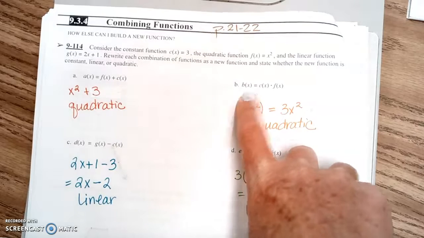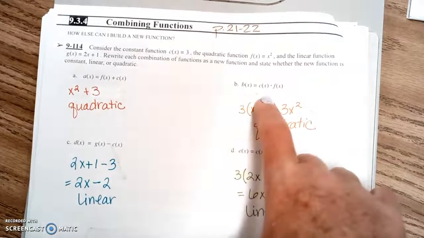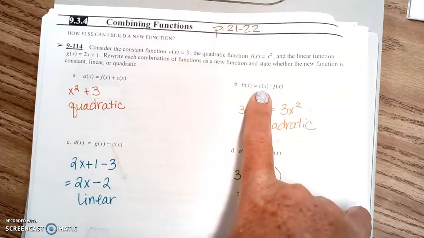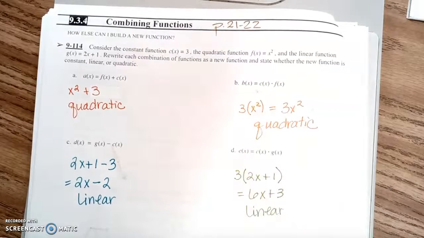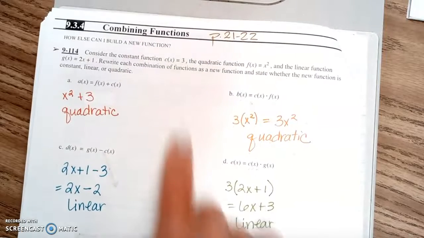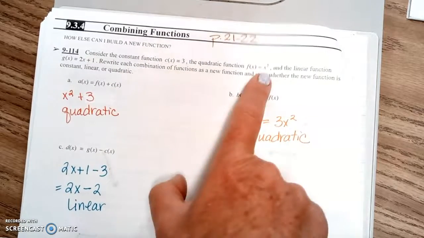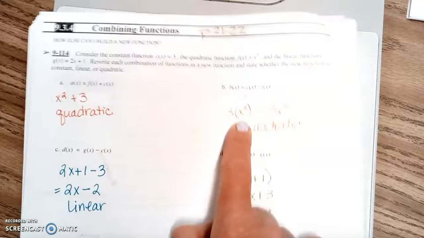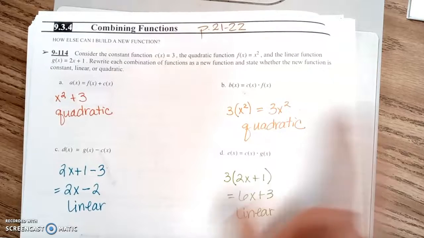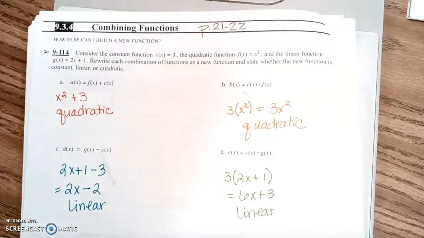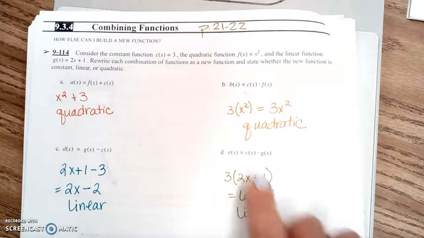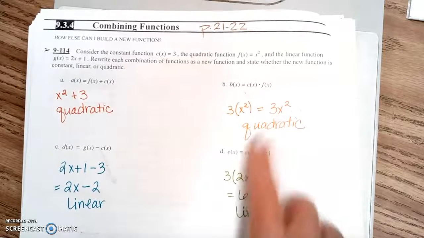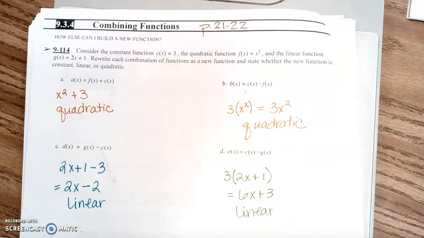Okay. For part B, they want us to take the c of x and multiply it by the f of x. So we're going to take the 3, multiply it by the x squared. It simplifies to 3x squared. It's nothing tricky. We don't need to do anything weird. Because we have the x squared in there, it ends up being quadratic. If we go to graph it, it's going to be a parabola. It's going to look like a U.